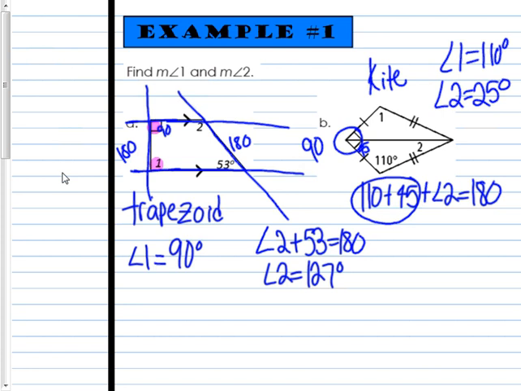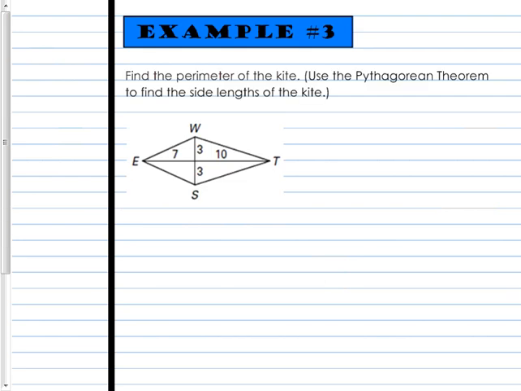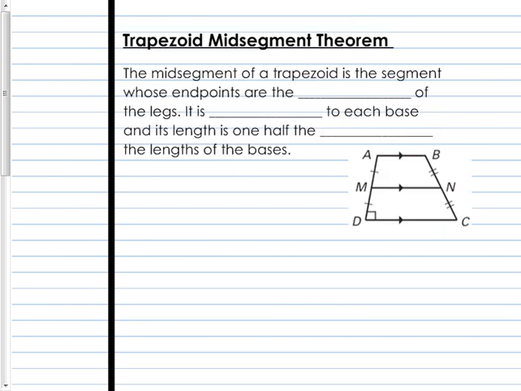Okay? We will do examples 2 and 3 and 4 in class. If you want to try any of them ahead of time to see how you're doing, go ahead. Let's move on, though, to the last piece, the trapezoid mid-segment theorem. The mid-segment of a trapezoid, just like the mid-segment of a triangle, honestly, is a segment whose endpoints are the midpoints of the legs. It is parallel to each base, and its length is one half the sum of the lengths of the bases, okay? So just like the triangle mid-segment, it's parallel to both of the bases, and it's one half the sum.